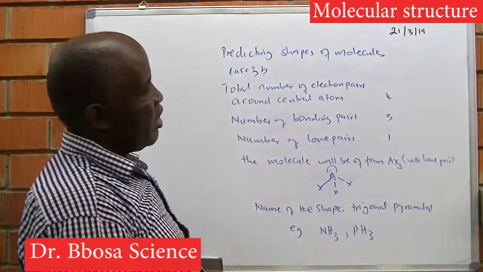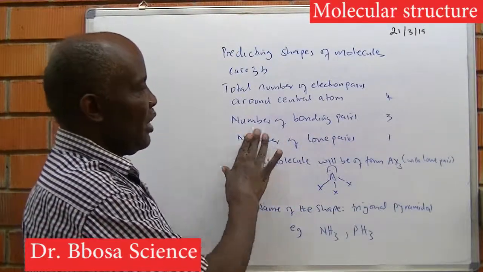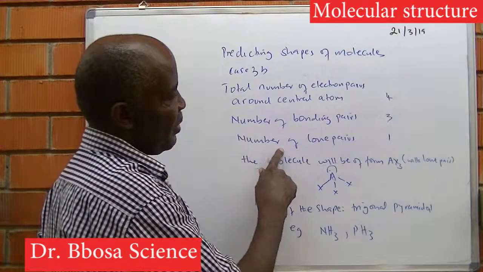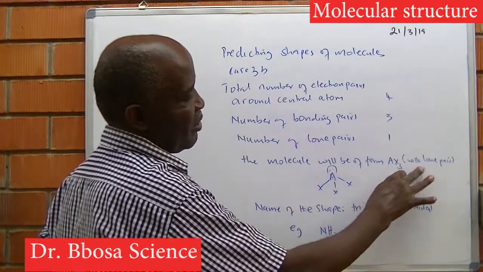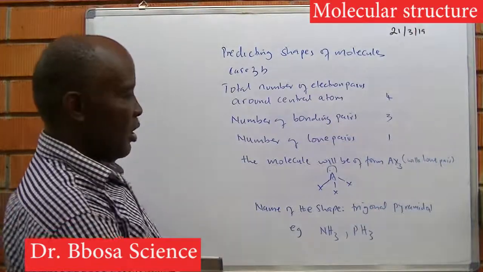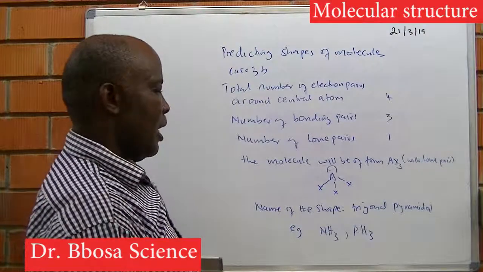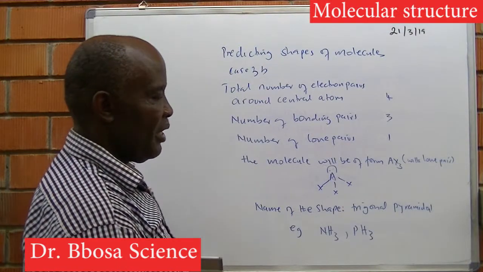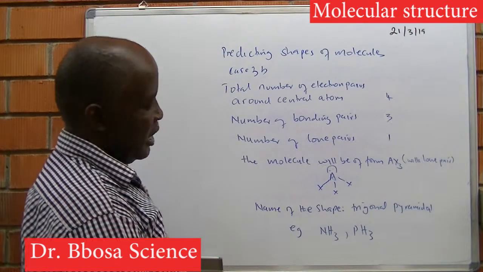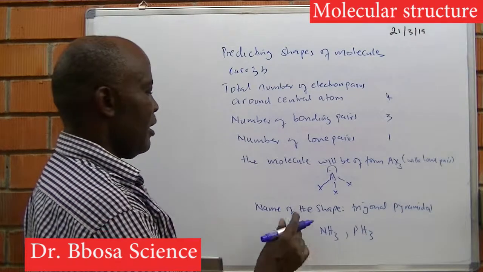3B, the total number of electron pairs are 4. The number of bonding electrons are 3. The number of lone pairs are 1. The molecule will be of the form AX3 but with a lone pair of electrons. We do it like this. It is a pyramid, and the shape is trigonal pyramid or triangular pyramid. Examples of molecules with that shape are ammonia and phosphine.